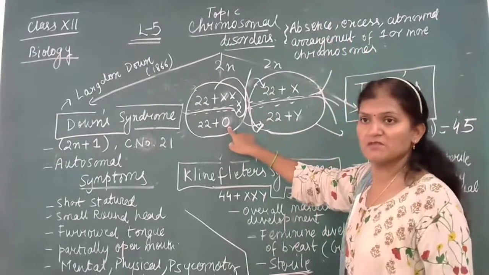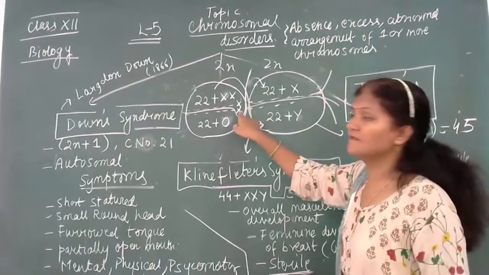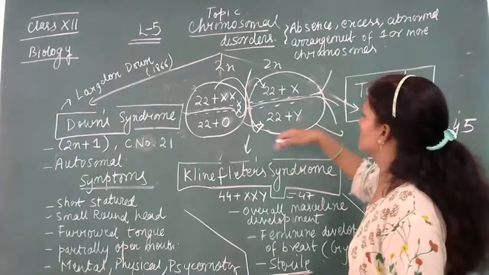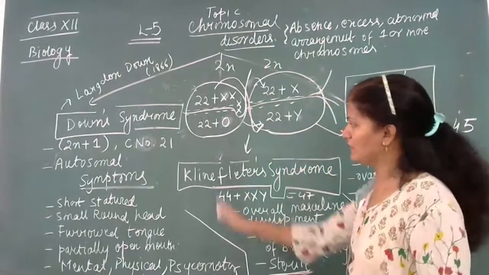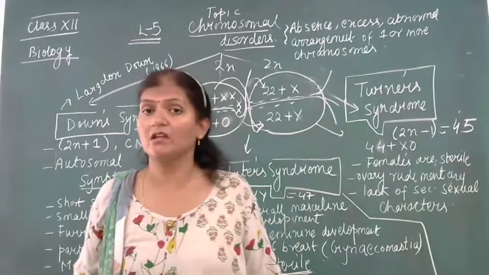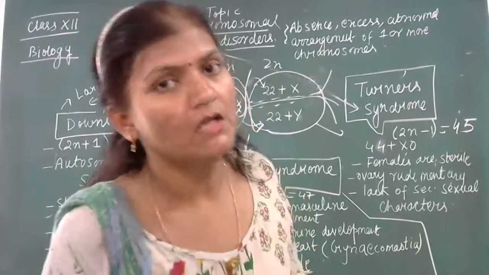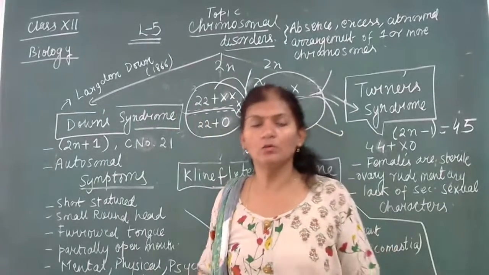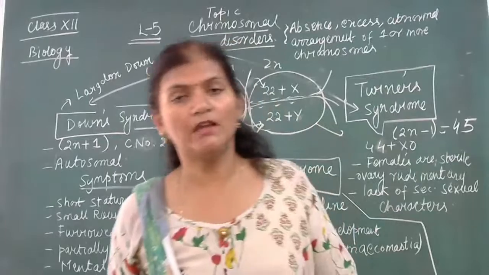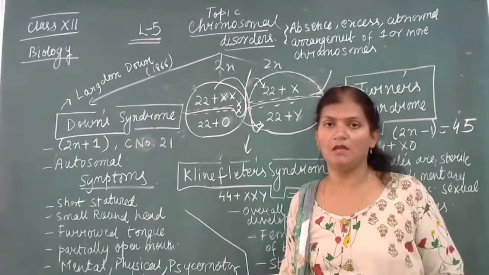Therefore, we have seen that in this type of cell division there is an absence of the X chromosome. Then there is excess of chromosomes. Then abnormal arrangement, because one chromosome was added in the 21st chromosome. So here we have seen certain chromosomal disorders. I hope you have enjoyed the lecture today. Thank you, and we'll join in the next lecture to finish the topics which are remaining.